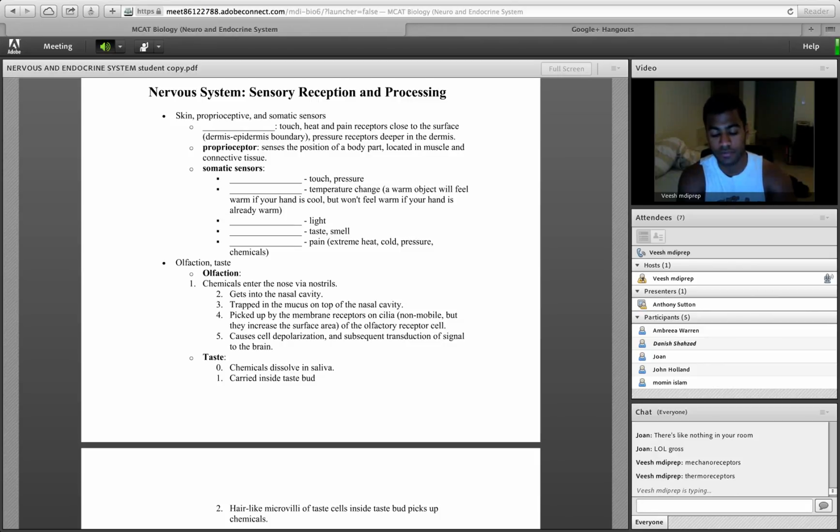Light is sensed by photoreceptors. Taste and smell are sensed by chemoreceptors. And finally, pain, as in extreme heat or cold or pressure or different chemicals, is sensed by nociceptors. Those are the names of all the different receptors that you're going to know in terms of the nervous system.